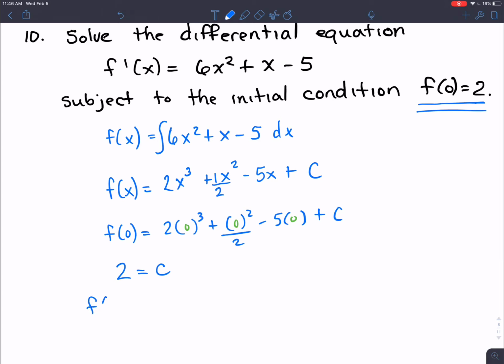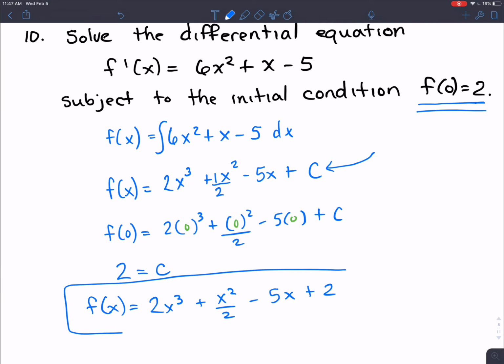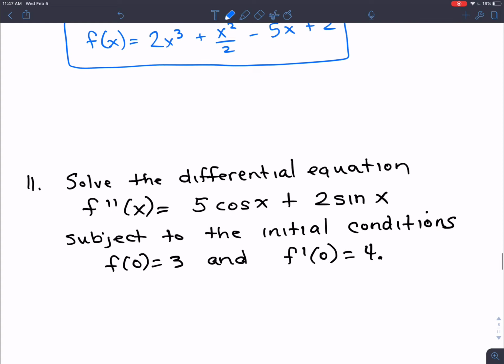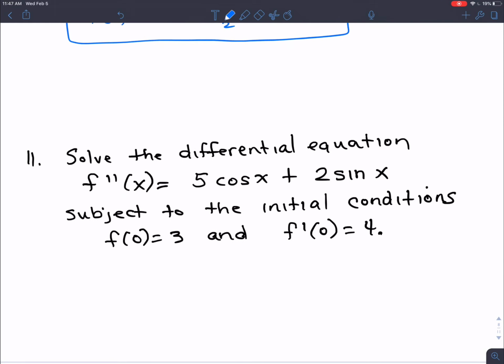Then we will determine that our original function is just going to be 2x cubed. We come back here and we plug in c. 2x cubed plus x squared over 2 minus 5x plus 2. Alright, and we'll look at another one.